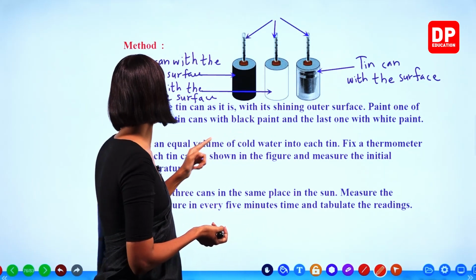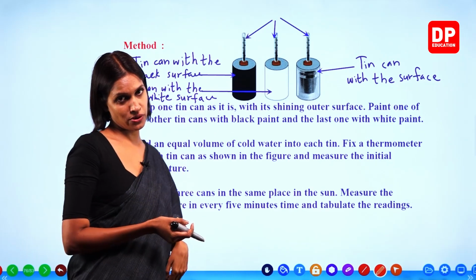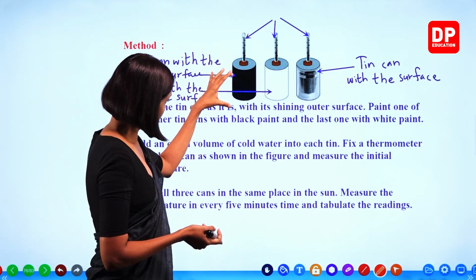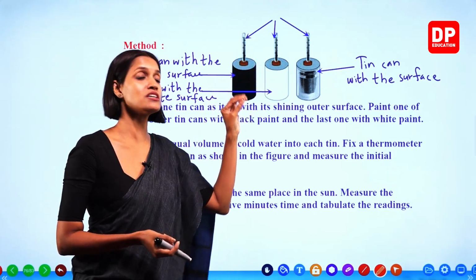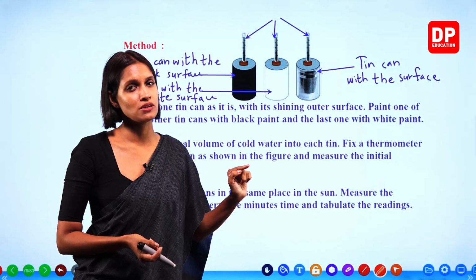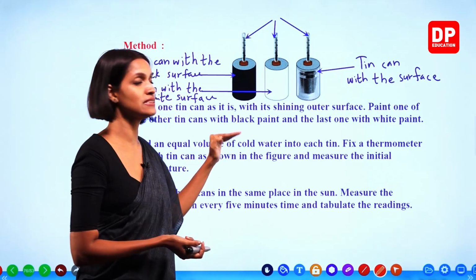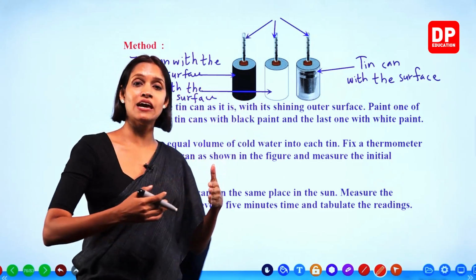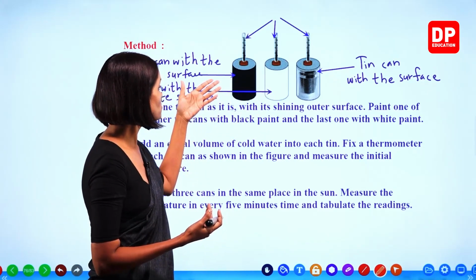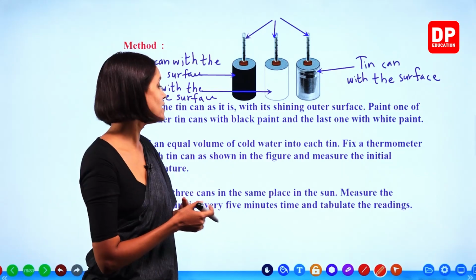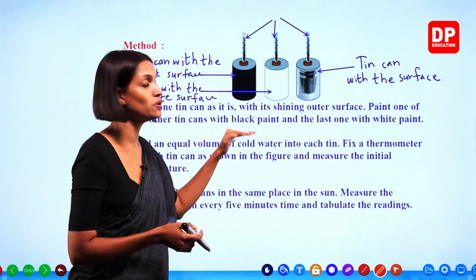Okay, fix a thermometer to each tin can as shown in the figure and measure the initial temperature. Right? As we fill the same type of cold water, the initial temperatures of all 3 cans should be the same, children. Okay? So place all 3 cans in the same place in the sun. So you have to take these tin cans outside where there is enough sunlight, and keep them in the sun, right? Measure the temperature every 5 minutes and tabulate the readings.